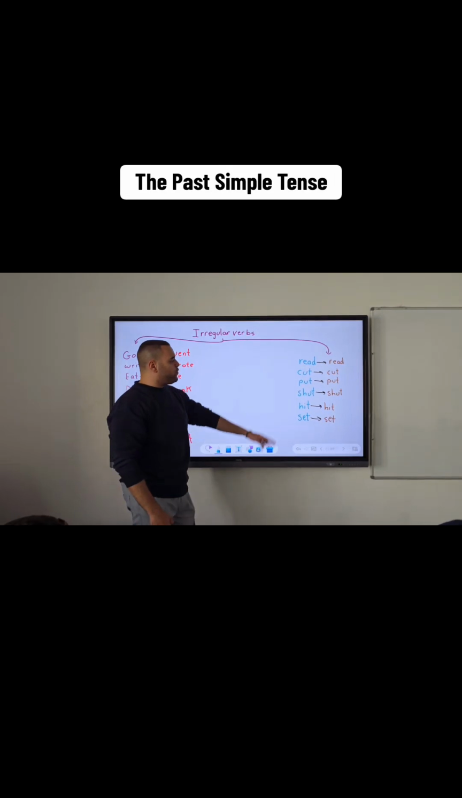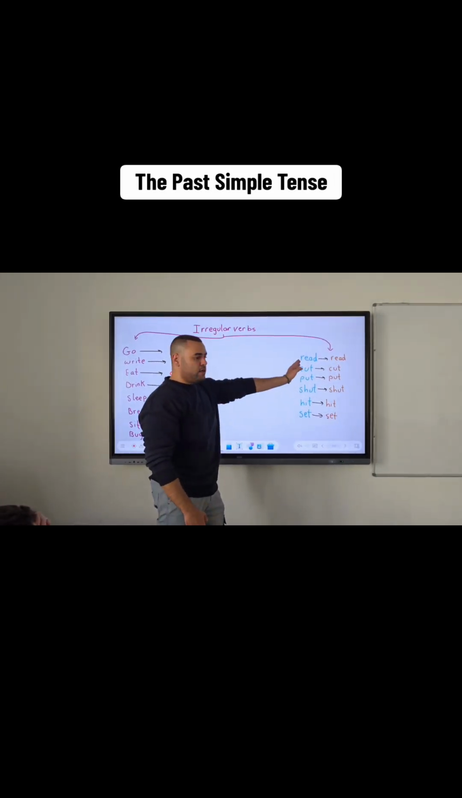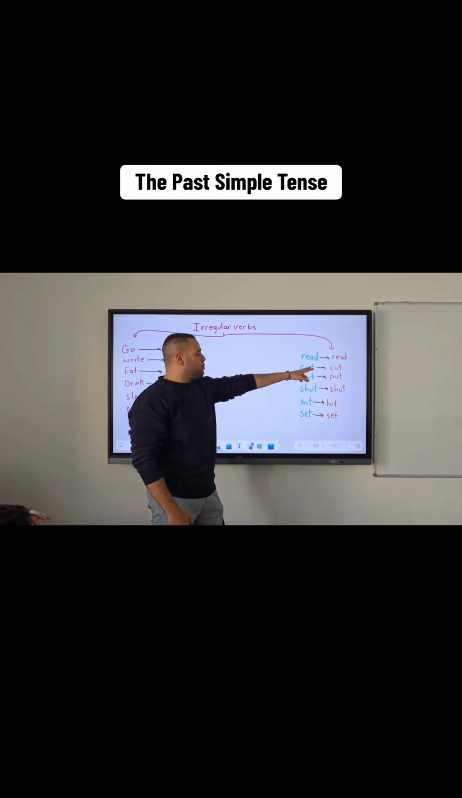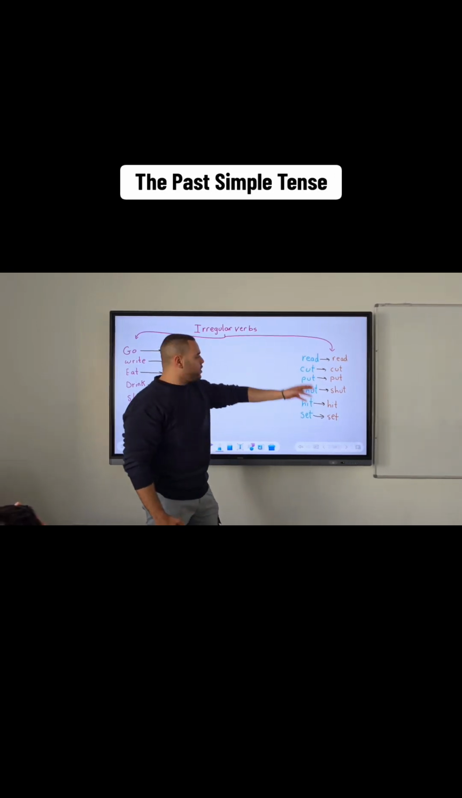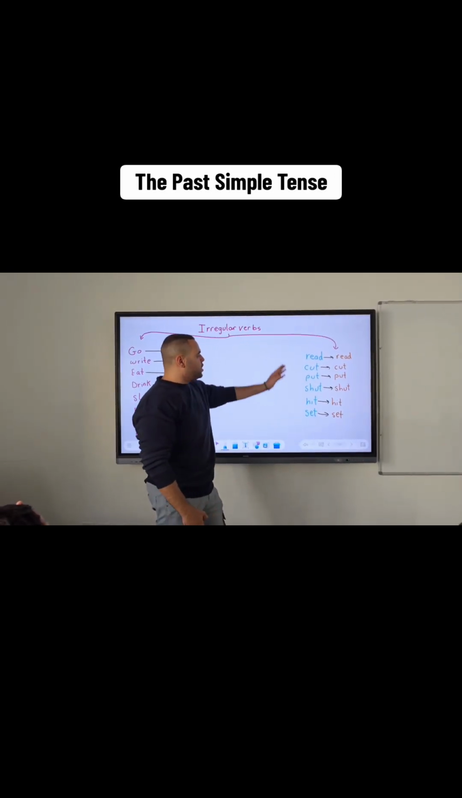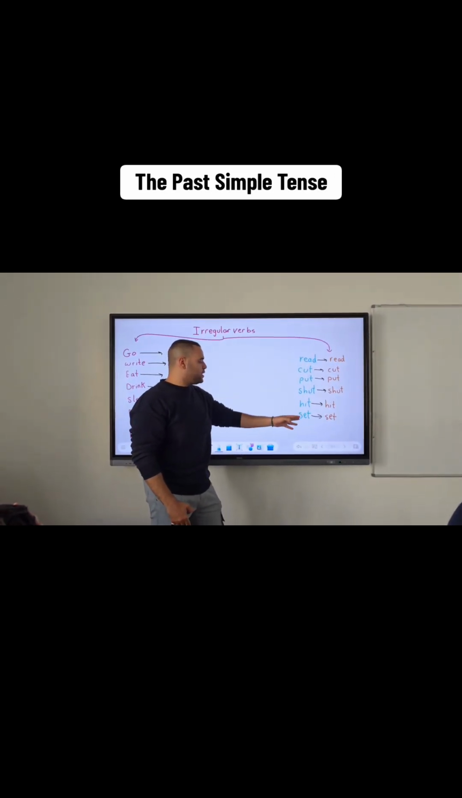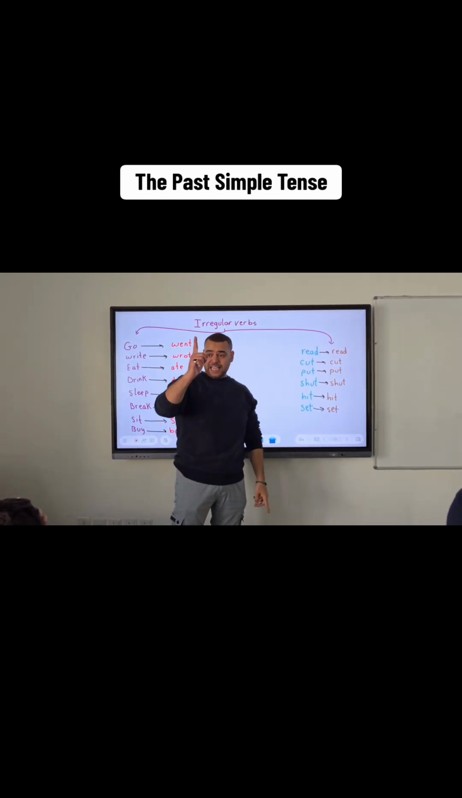On the other side, you're going to find some verbs like read. In the past, it is read. It's written in the same letters, it's the same spelling. But when it comes to the pronunciation, it is different. We pronounce it as red in the past. Cut, cut, put, put, shut, shut, hit, hit.